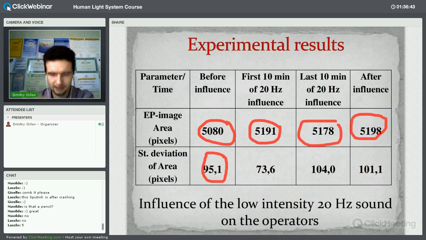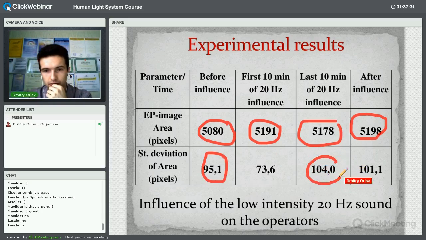When we just started the sound, the deviation decreased. It correlates with the explanation that first, people have to adapt to a new stress factor like infrasound, because 20 Hz is almost infrasound. That's why the deviation became lower, because of the stress applied onto the people in the room. After some time, people got adjusted to it and increased their metabolic activity. This is one of the explanations that we give, to be able to work even in such conditions when there is an additional stress factor.